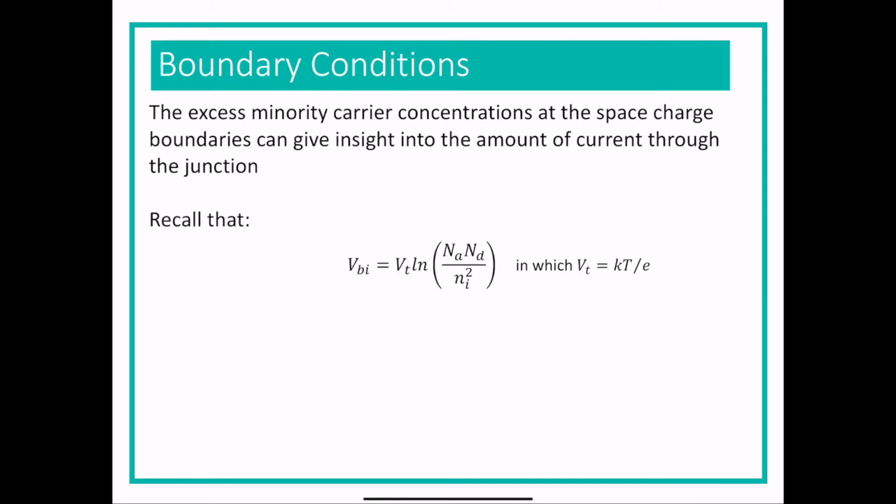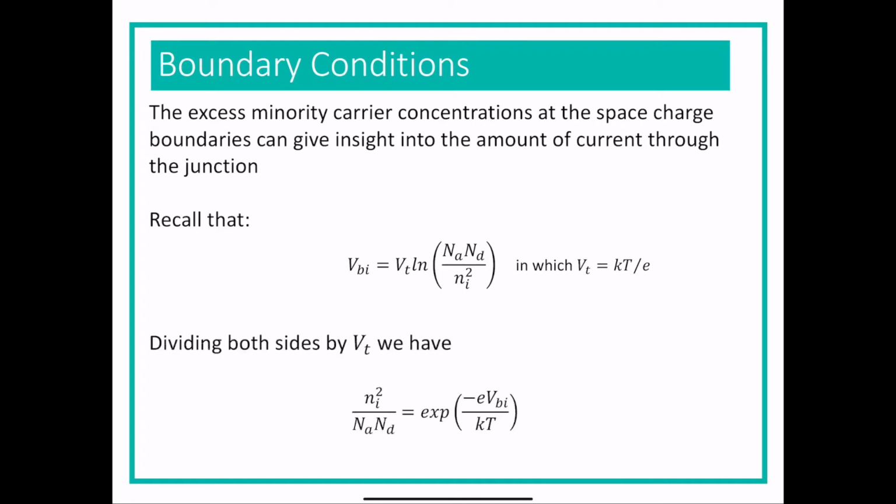So we know that the built-in voltage is a function of carrier concentrations on each side of the junction and the material that it's made out of, which determines the intrinsic number of carriers, and then the thermal voltage, which depends on temperature, pretty much. And if we divide both sides of this equation by the thermal voltage, Vt, and remember that Vt is kT over the charge of an electron, we get Ni squared over Na Nd is the exponential function of negative e times the built-in voltage over kT.